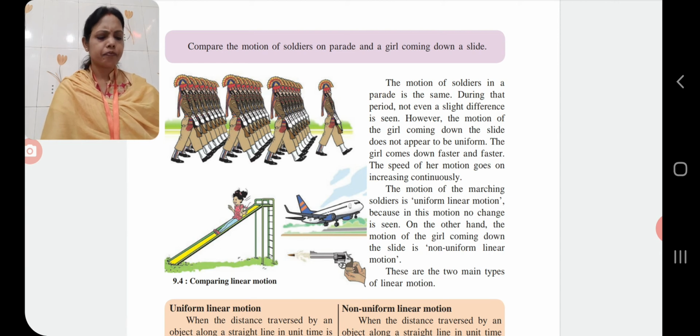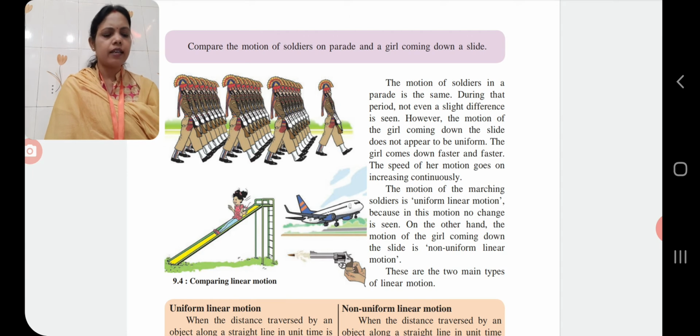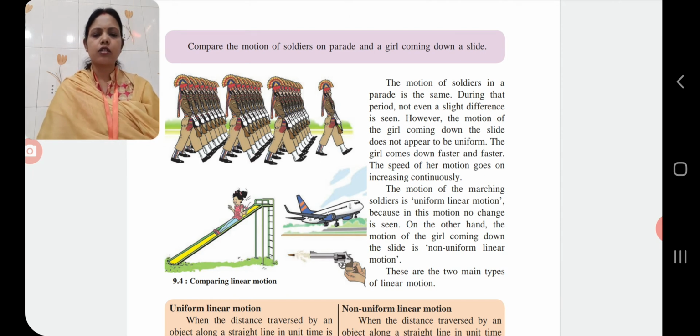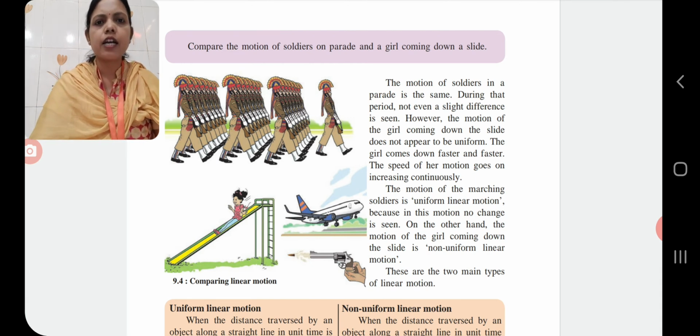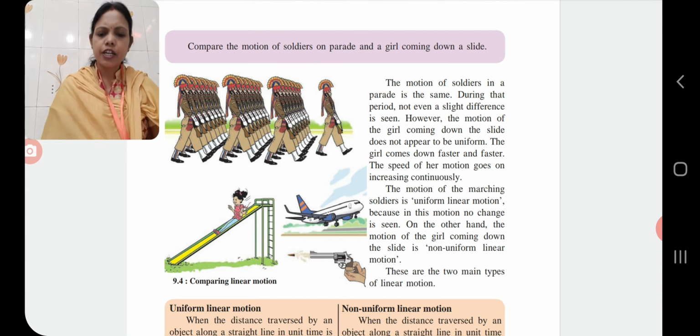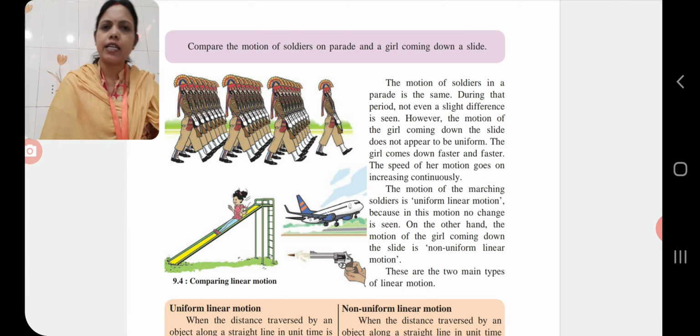So children, we all might have seen the parade of soldiers on Republic Day or on Independence Day. During that time, what are we observing? In the motion of the soldiers in that parade, we do not see even a slight difference. Such motion is uniform linear motion. So children, what is the definition of uniform linear motion?